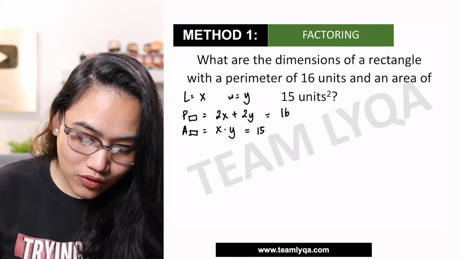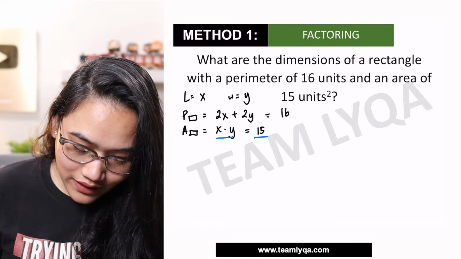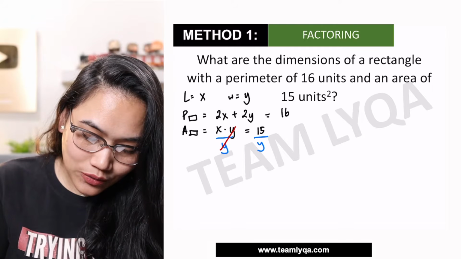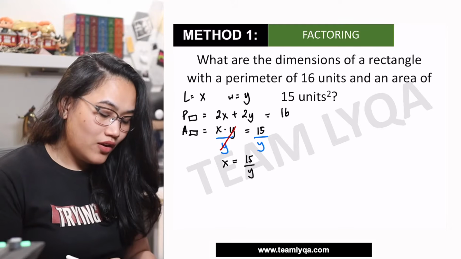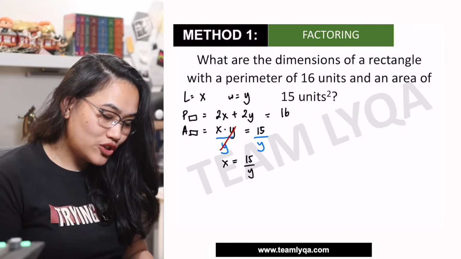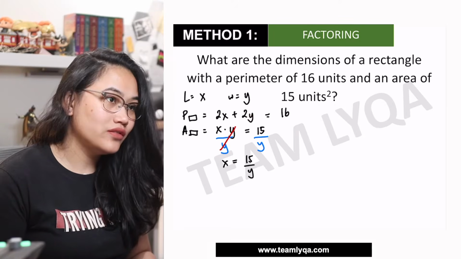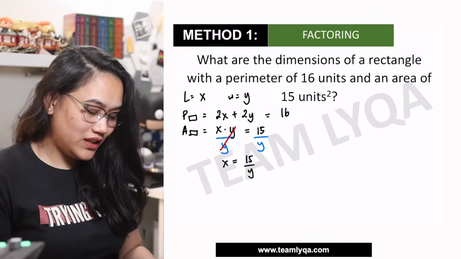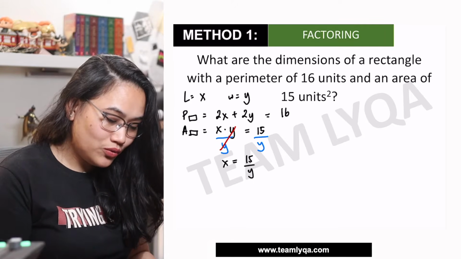So, if I want to get X, I can divide both sides by y. That way, I can cancel the y on this side. And you will be left with x is equal to 15 over y. Once I have that, to build the equation that I'll factor, I'll substitute it into the first equation. So again, the area is what we used to find x in terms of y. Then we substitute this into the perimeter equation. Let me show you what happens.